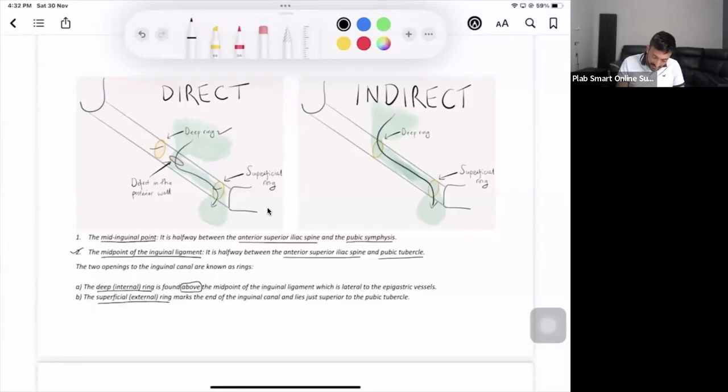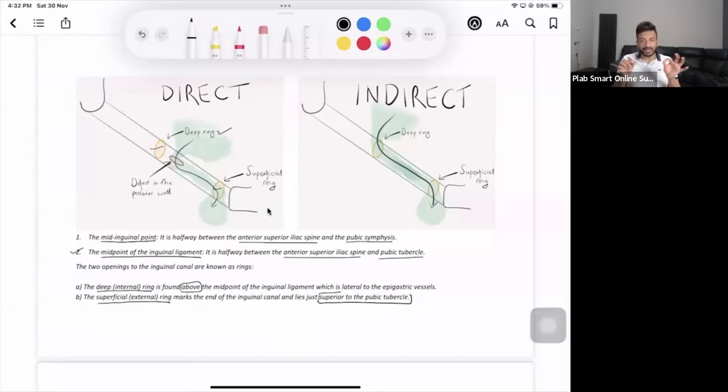Whereas the superficial ring is found where? Superior to the pubic tubercle. That's the thing that we need to know. Now, when you're teaching inguinoscrotal examination, there is nothing to teach in terms of direct or indirect hernia. You just need to teach these points.